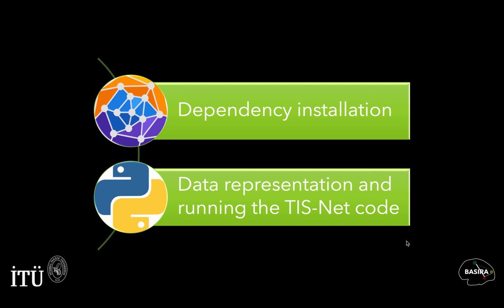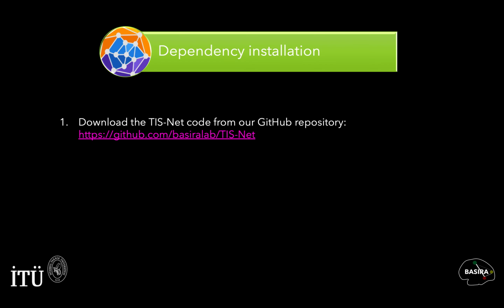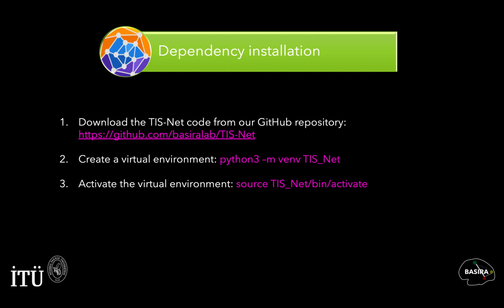In order to start using TestNet, we first need to download the required dependencies. Then we can start the execution of our framework. First, we need to download the TestNet code from our GitHub repository. Then, we need to create a virtual environment using the following command. After that, we can activate this virtual environment using this command.